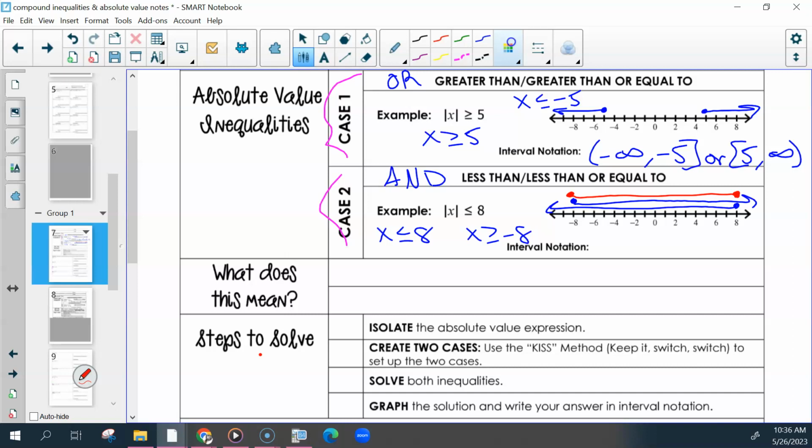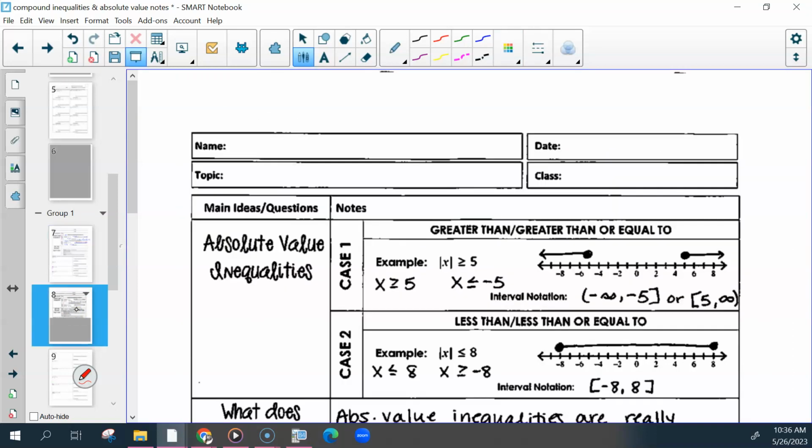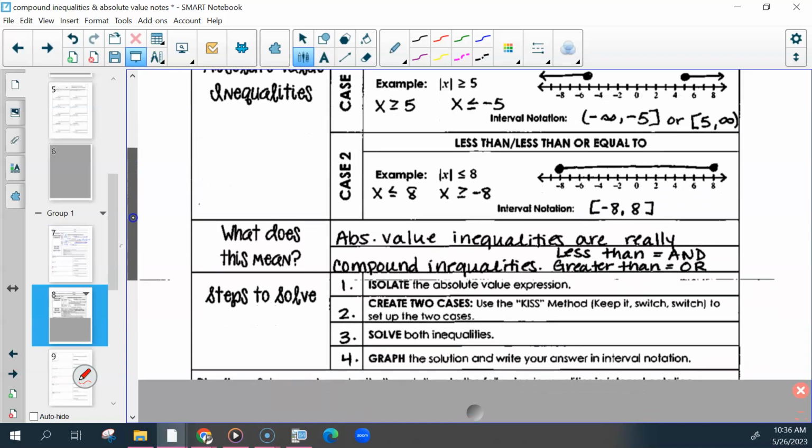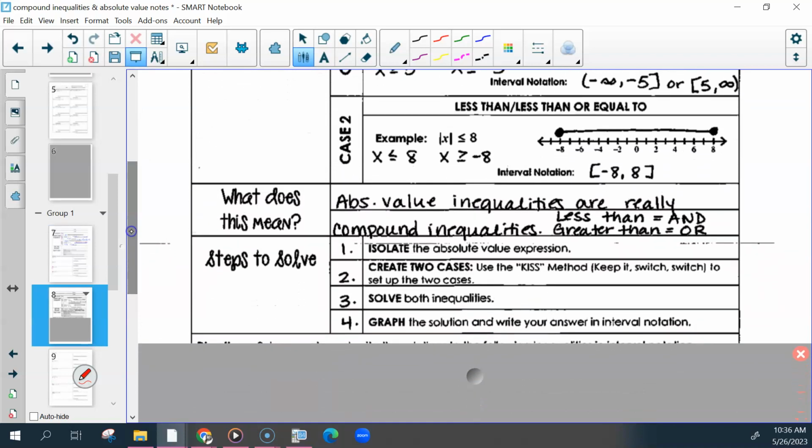Questions on those cases before I give you the explanation? You guys write this down. Oh, I forgot to write the interval notation for that one, but it was both brackets starting at -8, ending at 8.